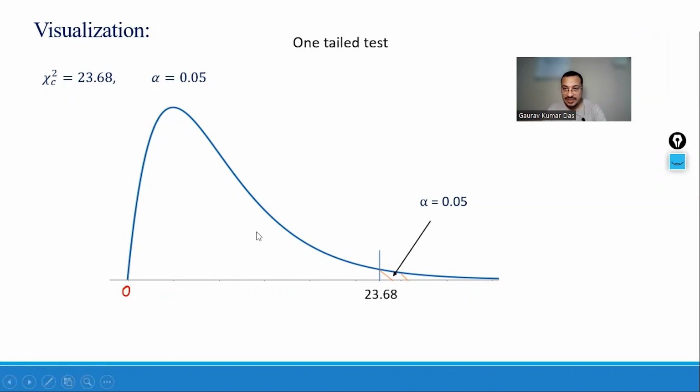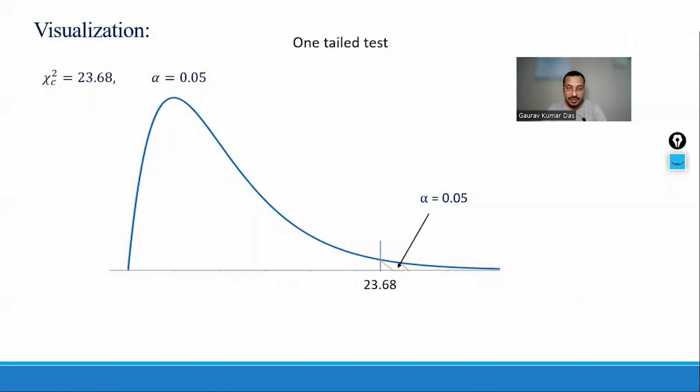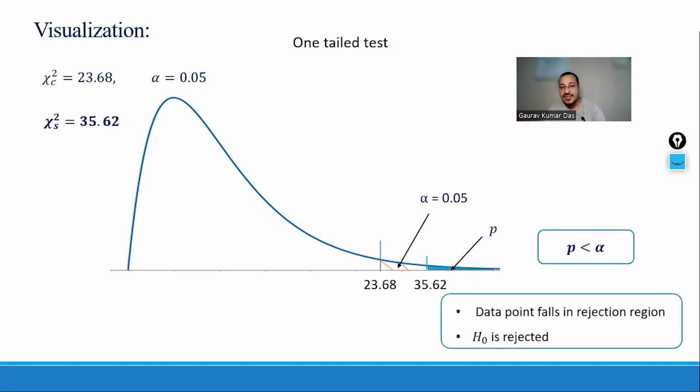So once this is done, next, let's look at the chi-square statistic value. Chi-square statistic value is 35.62. So it will cross this value of chi-square critical, right? And this area on the extreme right-hand side will be my p-value. So my p-value is less than alpha, which means that it is lying in the rejection region. Hence, my H0 is rejected.